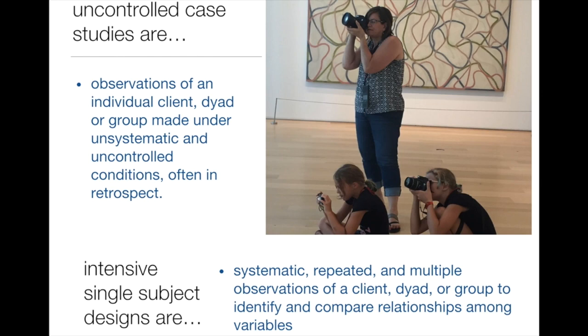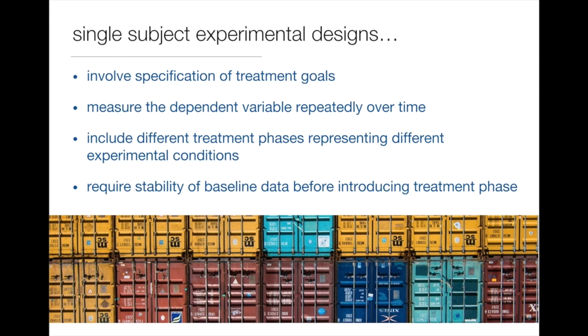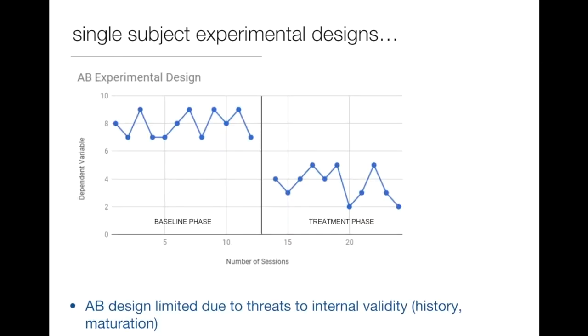But actually, we do have a great option for single subject designs, and that's experimental designs that are measuring the independent or the dependent variable repeatedly over time, but introducing different treatment phases under experimental conditions. And so you would need to get a stability of baseline data and then introduce a treatment phase. So for example, in the A-B experimental design, you would have your baseline phase, and then after a certain number of sessions, when that baseline seems to be established, you would introduce the treatment. And even from this graph, we look at that and start to think the treatment may be causing the differences here. However, there are threats to internal validity with this design, such as history or maturation.